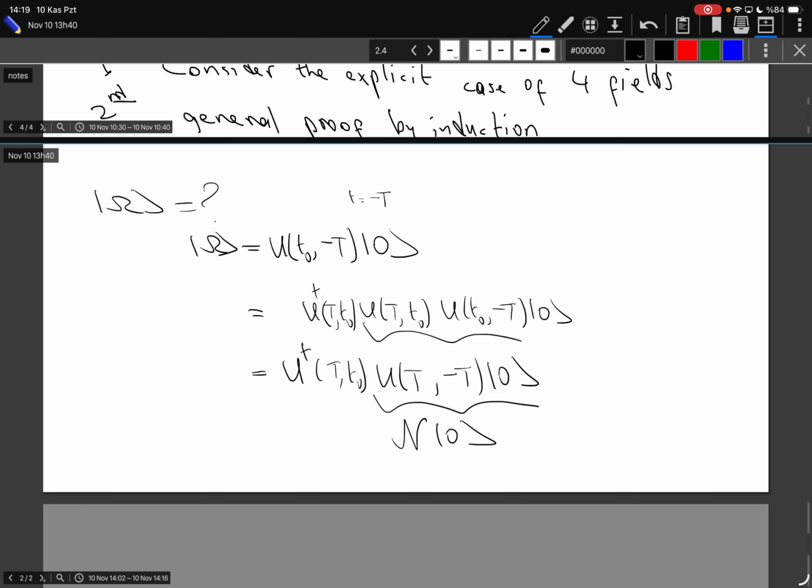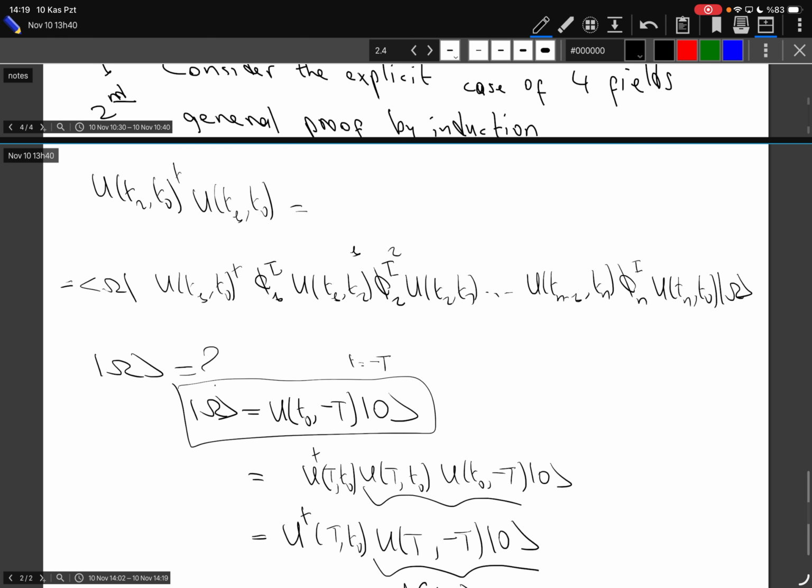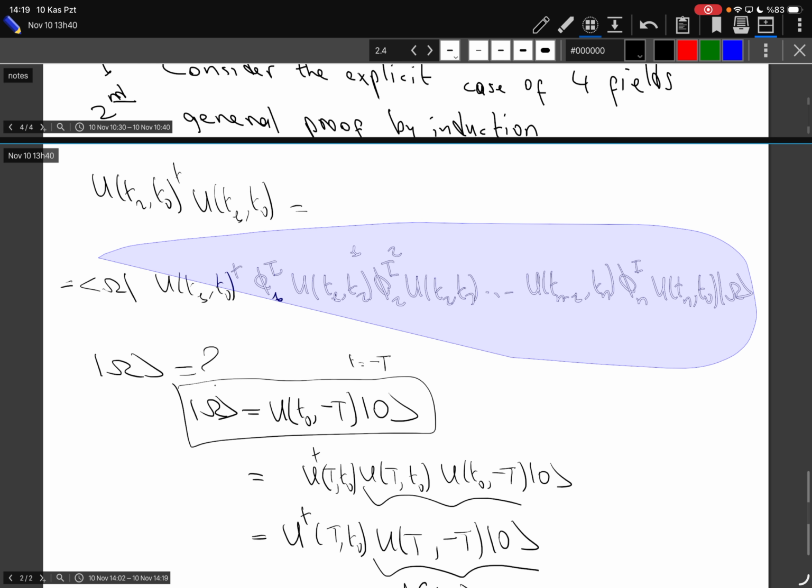So why do I need this? Because I also need this one. That is what I want. This will be equal to the matrix element of u(t, t0) between the two states. This is the ket, this is the bra. Within this matrix element over here.